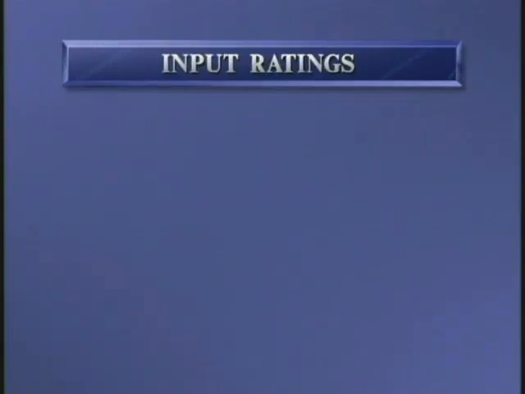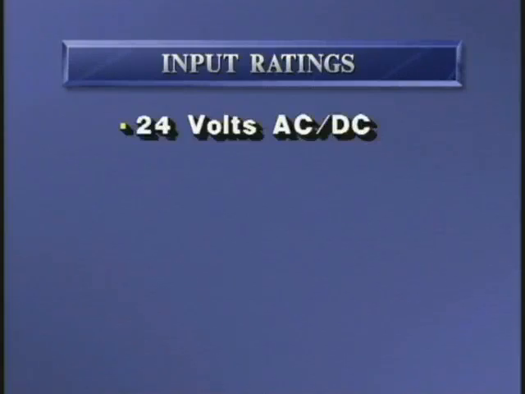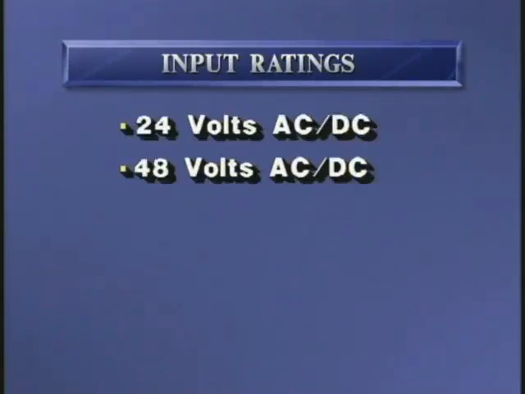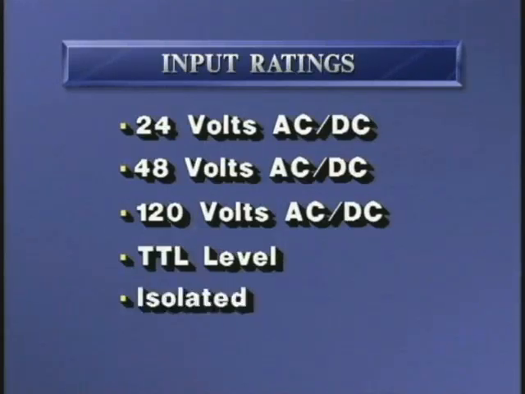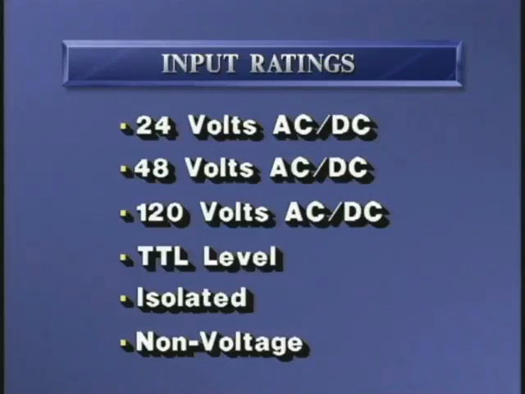Typical ratings for most basic standard input interfaces are 24 volts AC or DC, 48 volts AC or DC, 120 volts and 230 volts AC or DC, and TTL inputs, which stands for transistor-transistor logic, for communicating with low-level electronic signals. Other types also include what's known as isolated inputs and the non-voltage input type of interface.